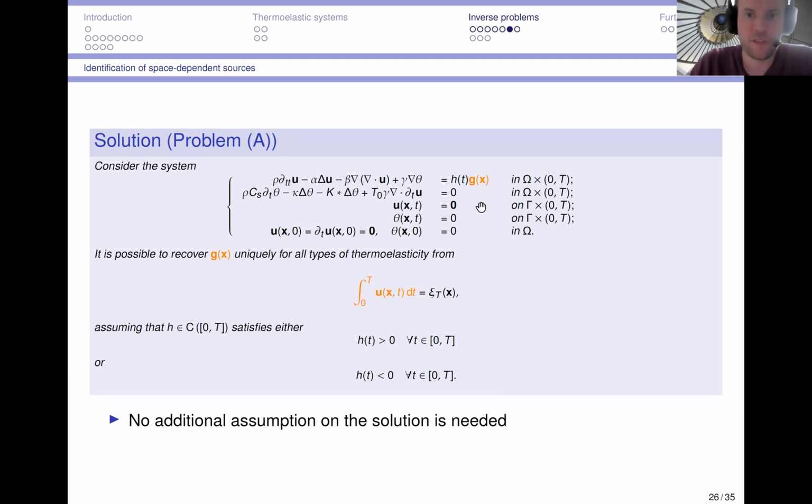Secondly, we have also shown that g of x can be reconstructed in a unique way from the time average measurement of the displacement if h is strictly positive. And here we need no additional assumptions on the solution.